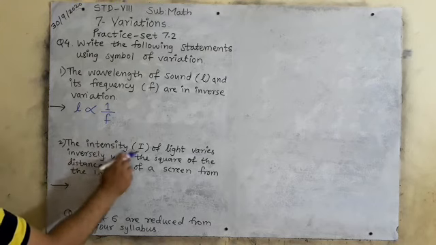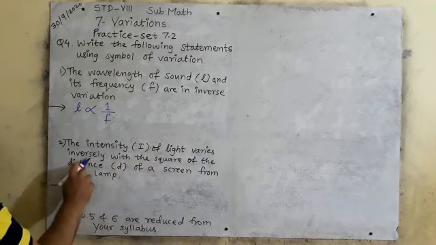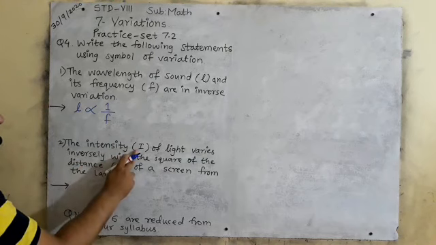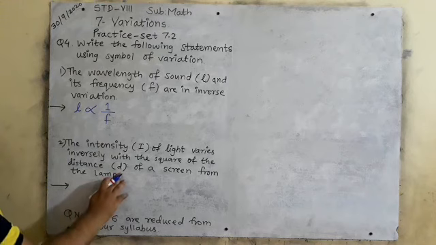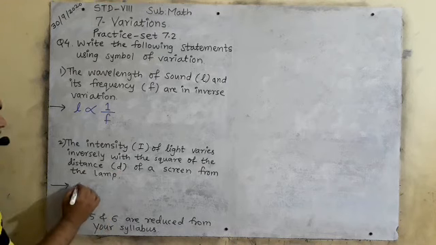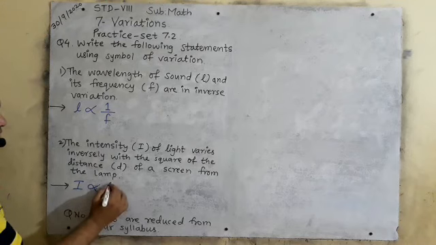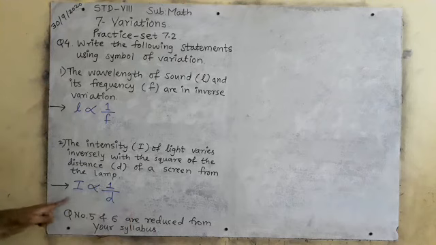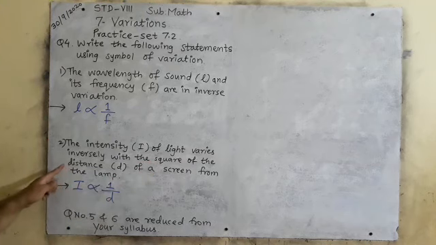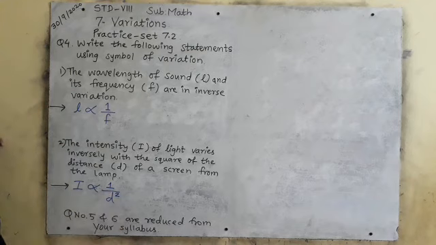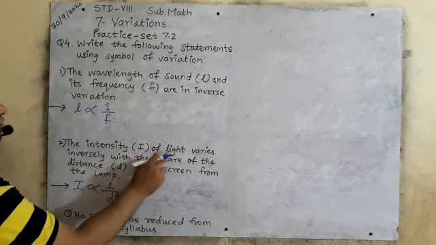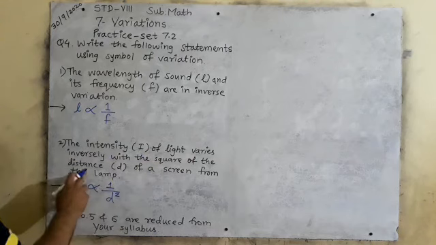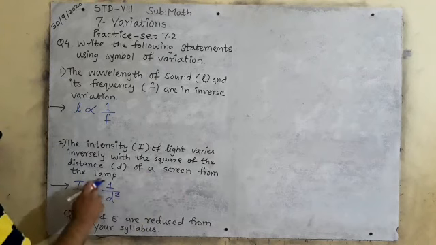Okay. Now see here: the intensity, capital I, of light varies inversely. The word inversely came, so whenever inversely comes, we write the first variable is inversely proportional to the second variable. So what do you have to write here? I is inversely proportional to small d, the square of the distance. The intensity I of light varies inversely with the square of the distance of a screen from the lamp. So I is inversely proportional to the square of the distance d.